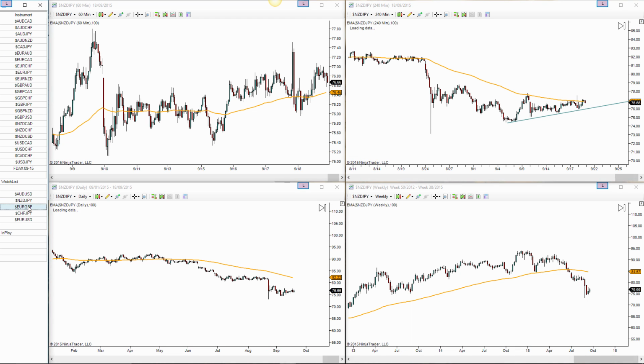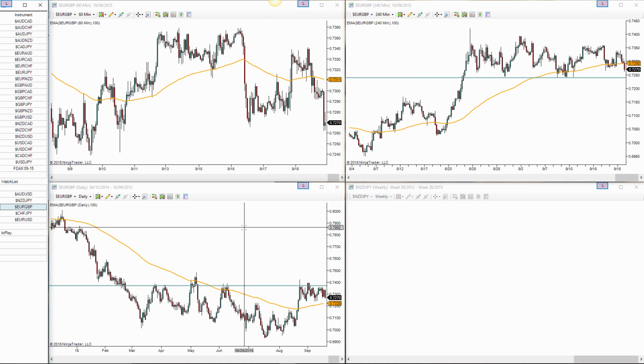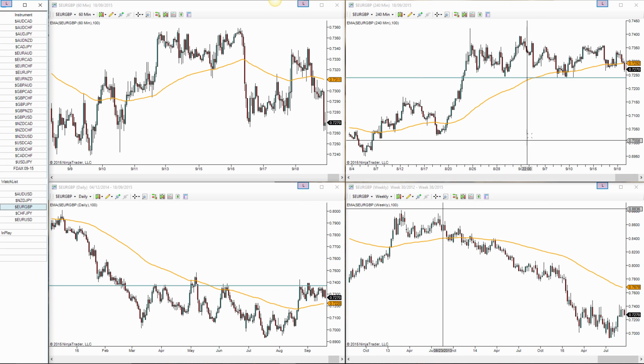The euro pound is another one. When we get through these lows here, I'm going to initiate another position down here because I already had one on.